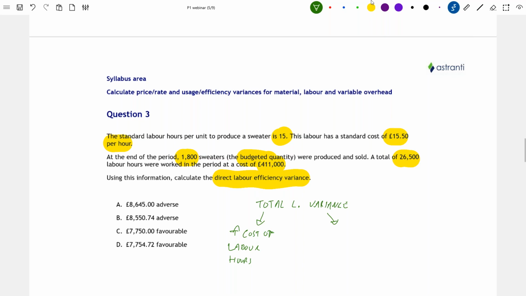The other reason is to do with efficiency. That is, given the number of labor hours, were we able to produce more units of the product than we expected to, or fewer units? If we're able to produce more units, if we took less time to produce the units of the product, then this will of course be cheaper for us. So we're looking at the efficiency variance in this case. So we're going to be judging the efficiency of the people who made our sweaters.